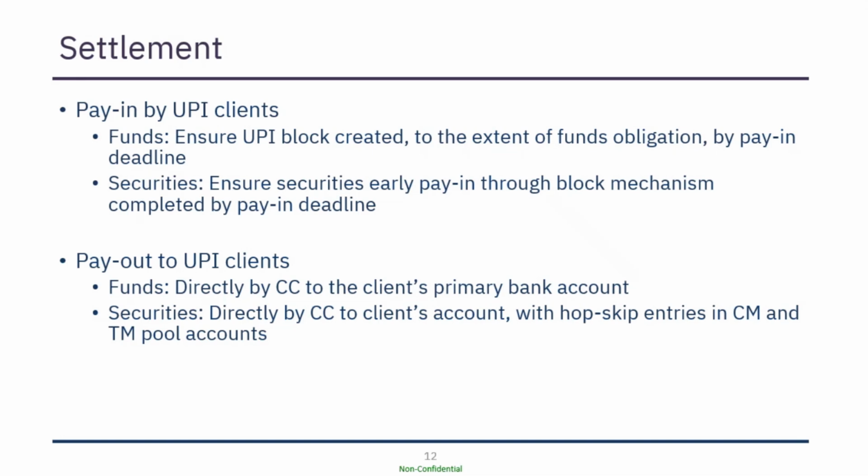And in case of payout due to the client, for these clients, the settlement is done directly by the CC. So if the clients have funds payout due, then we will give the credit to the client's bank account directly. And in case of any securities payout to the client, we will give it again to the client's account. So depositories will make hop-skip entries. You will see a debit and a credit and a debit to the pool account. But in effect, the securities will go to the client's account with only these accounting entries in the pool account of the TM and CM.